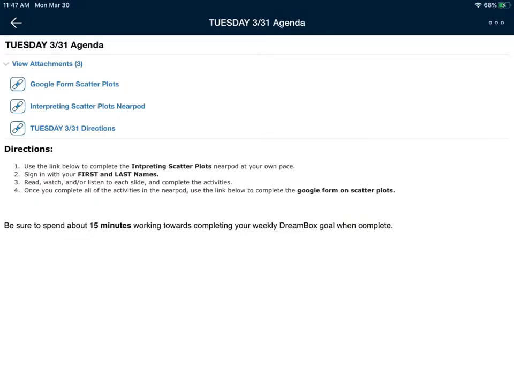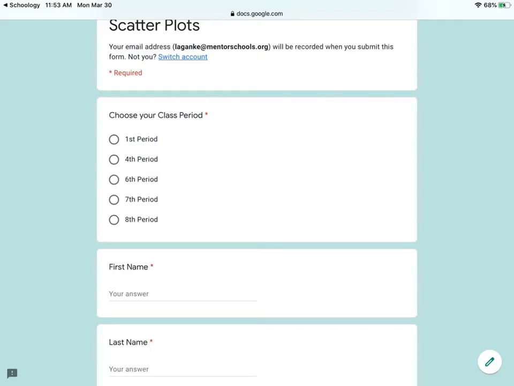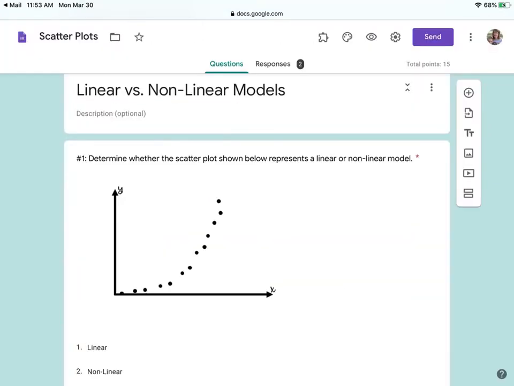So after you did the Nearpod, signed in with your first and last name, and listened to the whole Nearpod, then you're going to go to the Google form. Be careful here that you're signing in accurately with your class period. And you're going to type in your first name and your last name, nice and carefully, and spell it correctly. I wanted to review just a few of these with you and wish you luck on this.